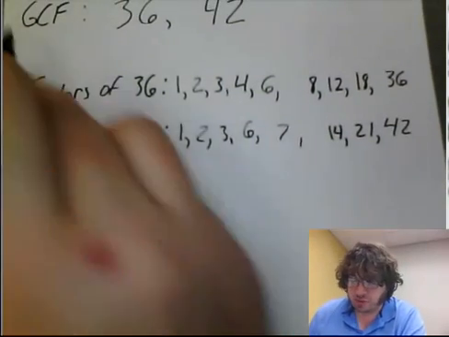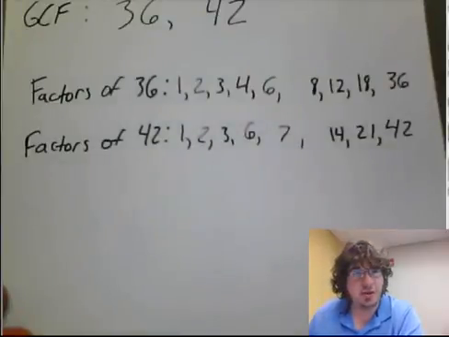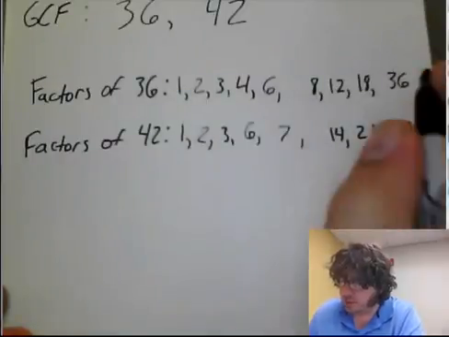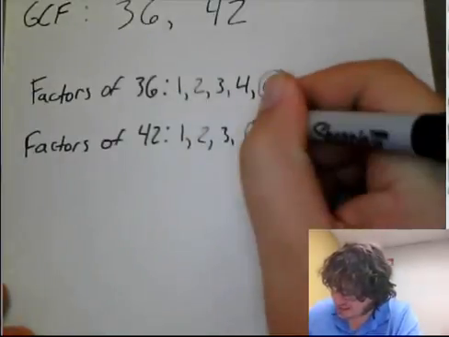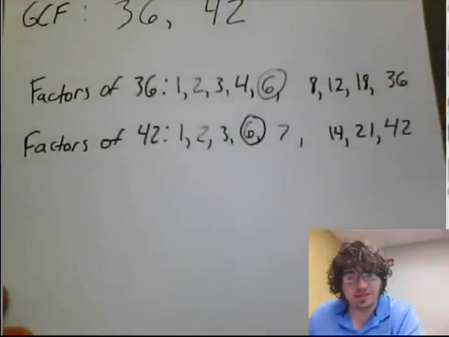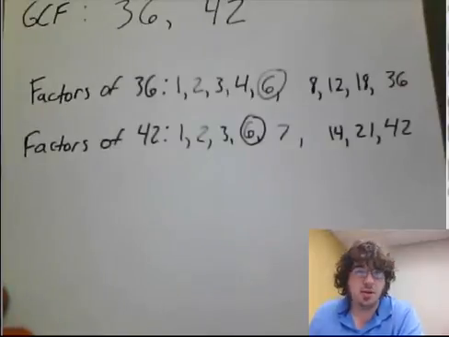So now for the greatest common factor, now that we listed out all of the factors of both of the numbers, all we have to do is find the biggest one. And as we go through, it looks like 6 is the biggest number that's on both of our lists. So that is our greatest common factor. Hope that helped.